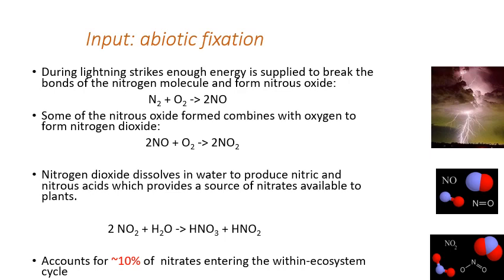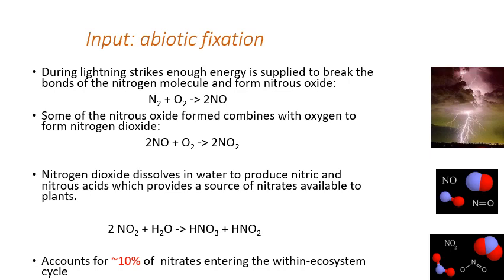Some of this nitrous oxide combines with more oxygen to form nitrogen dioxide. And then that nitrogen dioxide dissolves in water to produce nitric and nitrous acids. Now those acids that are dissolved in water then come down in rain into the ecosystem and they enter the system. So that's an input of nitrates to the system caused by abiotic fixation.